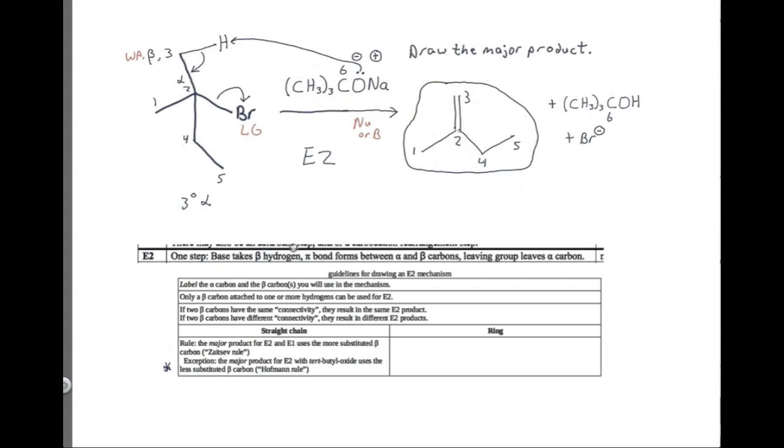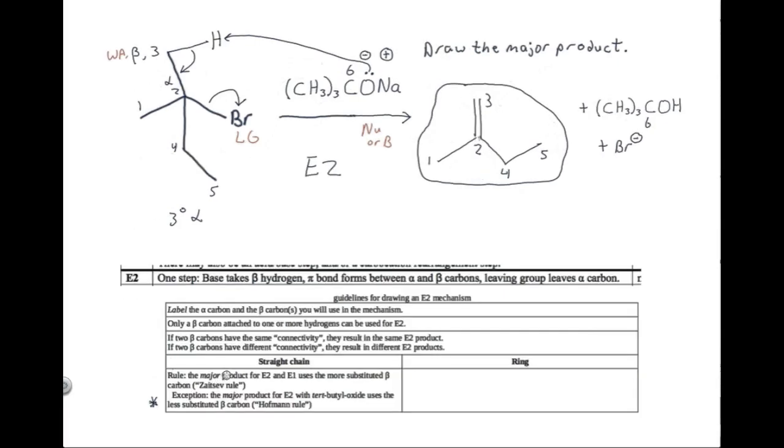So we're continuing to use the idea of labeling alpha and beta carbons, and we used this idea. When beta carbons have the same connectivity, they result in the same E2 product. And generally, you don't want to include multiple copies of the same product in your answer. So we only have to show the product from carbon 3 here. We don't also have to show the product from carbon 1 because they're the same product.